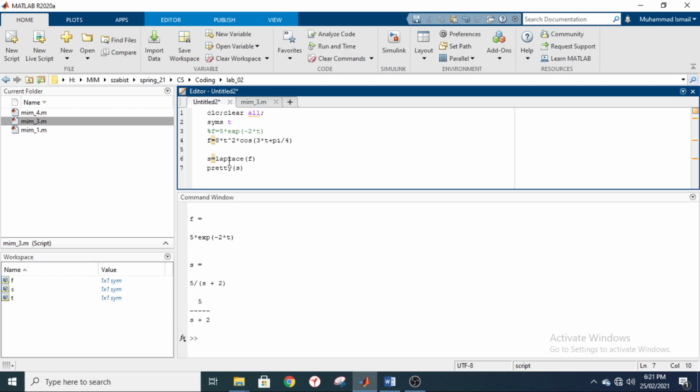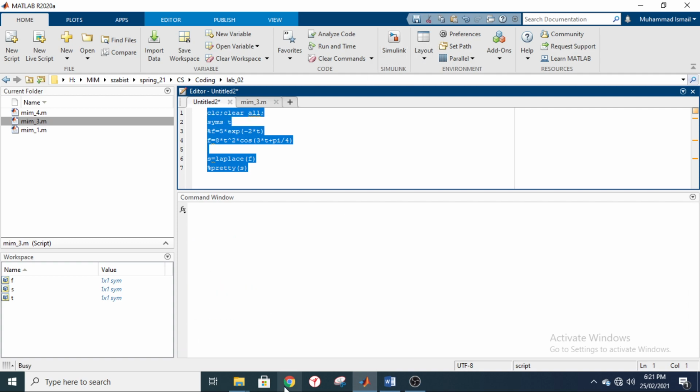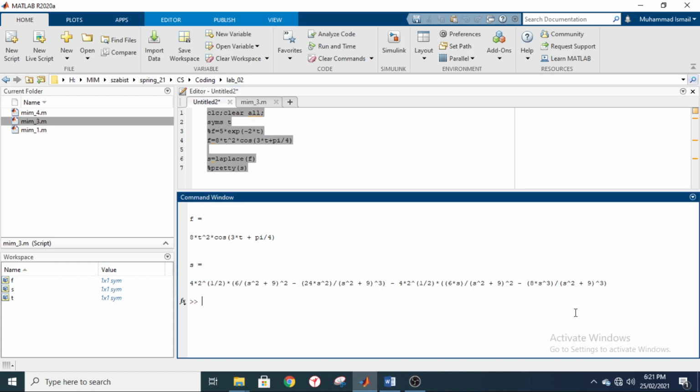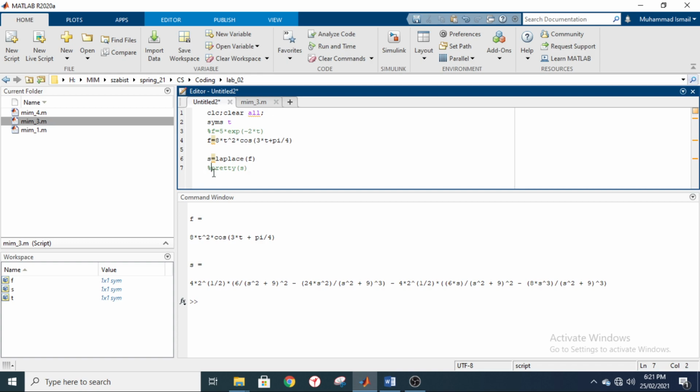Other than this, all the commands will be the same, because it will be the Laplace of this f, and then pretty. Let me comment this out and see what the simple Laplace of this expression is. This is your question, 8t squared cos of 3t plus pi by 4, and this is the conversion of this equation. As you can see, it is very hard to tell what the equation looks like. So with the help of pretty, can we get a better answer to analyze it?